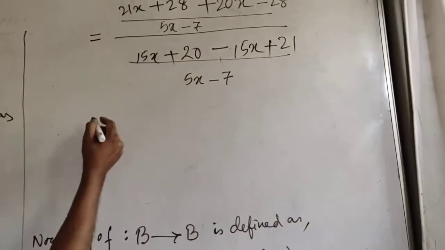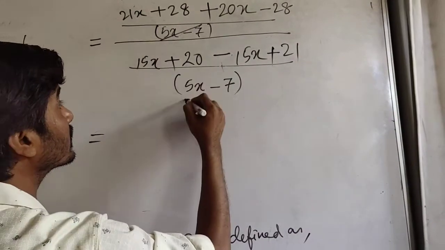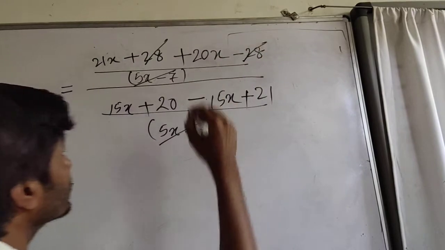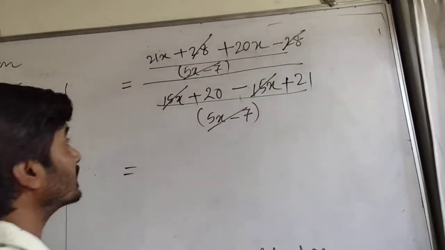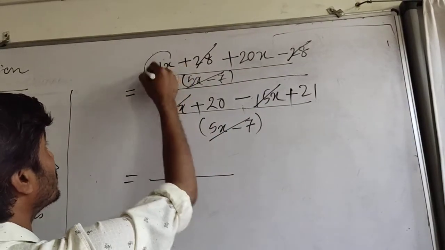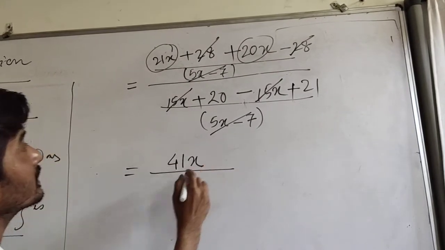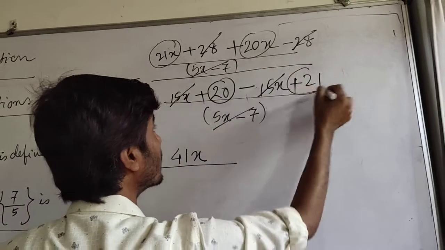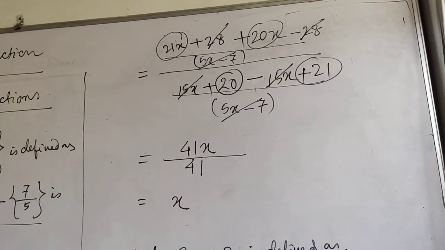Now see, in this state these two terms will cancel. In the numerator 28 and minus 28 will cancel. In the denominator 15x minus 15x will cancel. Finally what we have is that in the numerator 21x plus 20x, which is equal to 41x, in the denominator 20 plus 21, it gives us 41, equal to x.